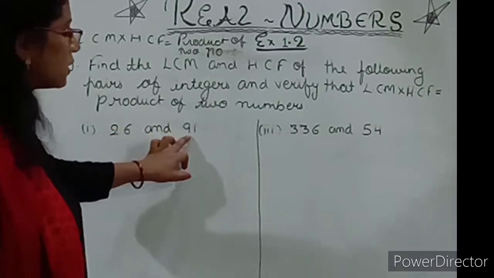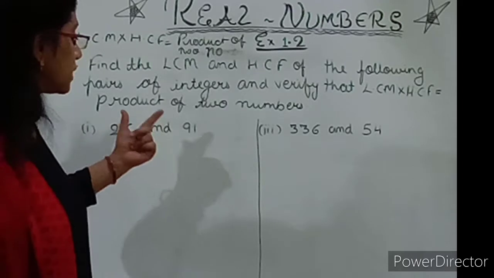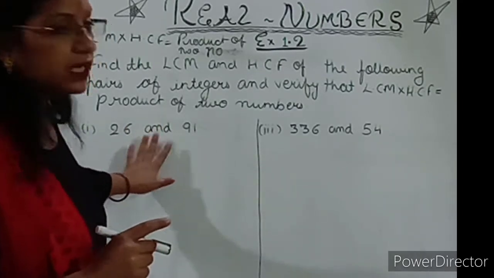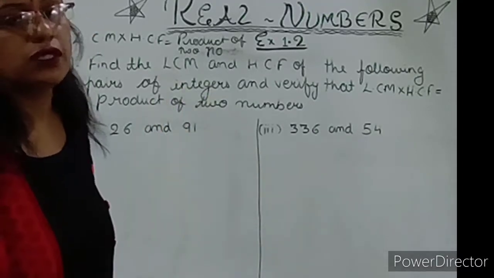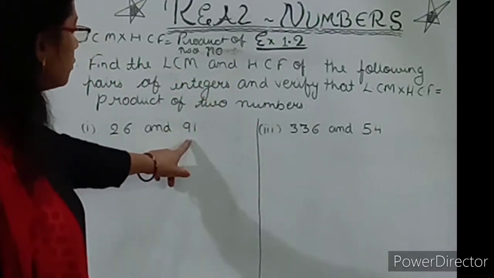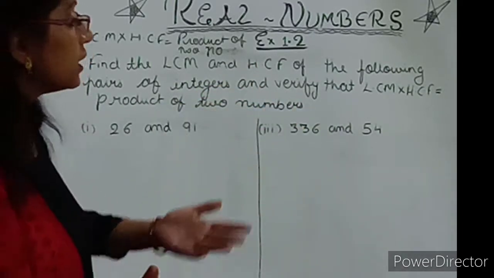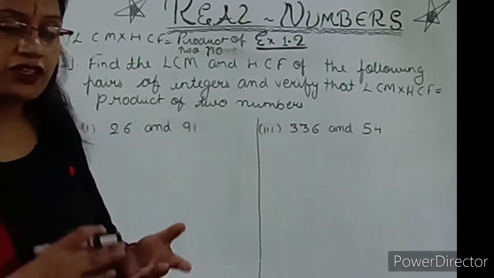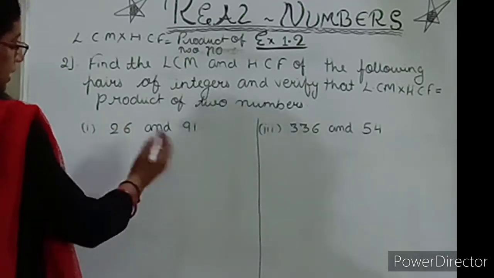So if two numbers are given to us, and we find the LCM and HCF of them, then what is the product of the two numbers? If you multiply LCM and HCF, it is always equal to the product of these two numbers. Okay. The question is to find the LCM and HCF of these two integers and verify. Verify means to prove that LCM into HCF is equal to the product of two numbers, so my left hand side and right hand side should come out equal. So let us first find the LCM and HCF.